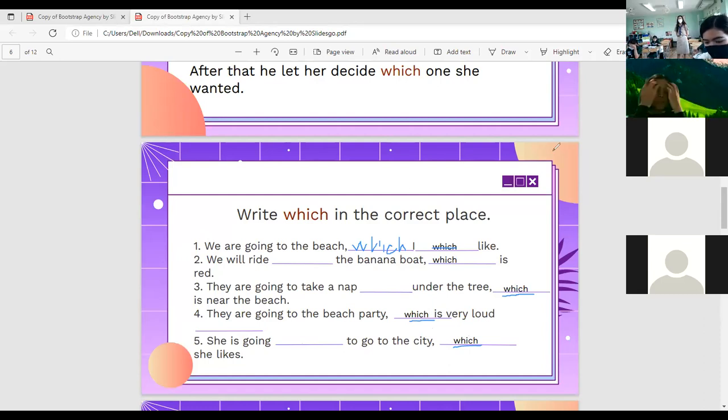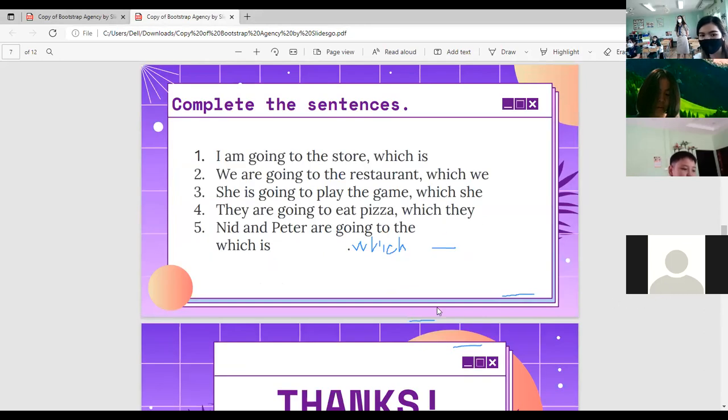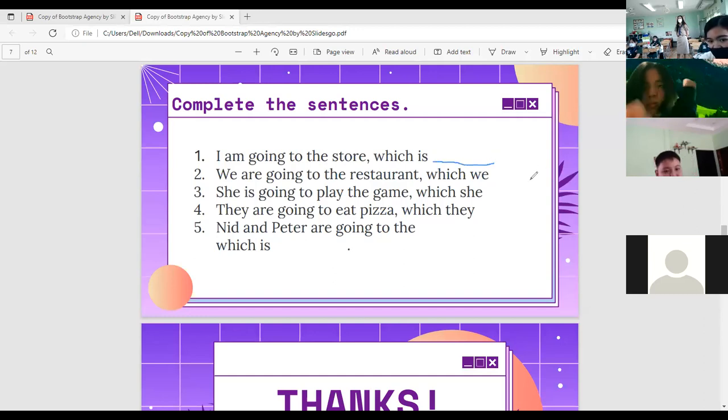Okay, so now let's move on to our next activity. Here, you're going to complete the sentence, okay? I am going to the store which... So what will be your answer for this one? I am going to the store which is small. You're going to describe the store, okay? Which is small, which is big. So you answer that one.